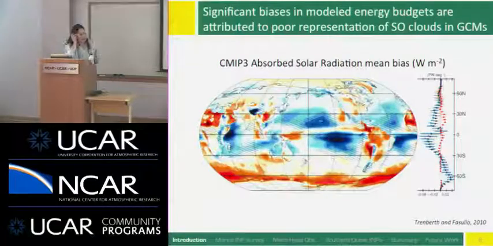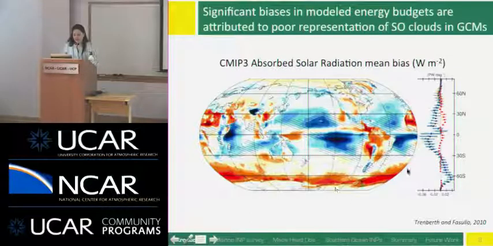I'm going to start out with this plot showing the absorbed solar radiation mean bias from the CMIP3 analysis. They found that significant biases in the modeled energy budgets were attributed to poor representation of Southern Ocean clouds. That is depicted here as these red hotspots where clouds are just poorly represented in these global climate models consistently over these ocean regions, which are these blue zonal mean biases there.